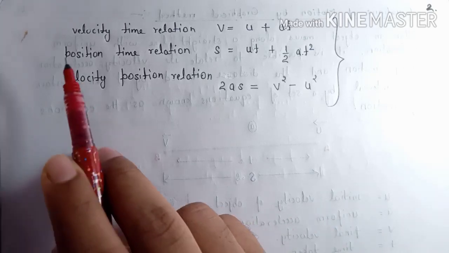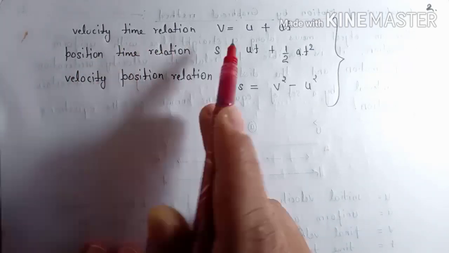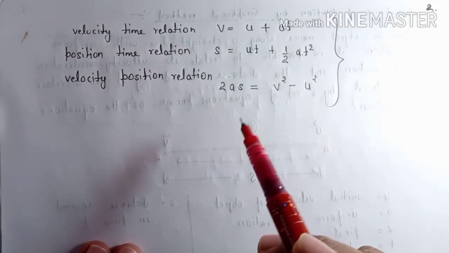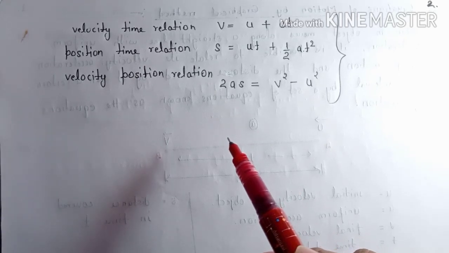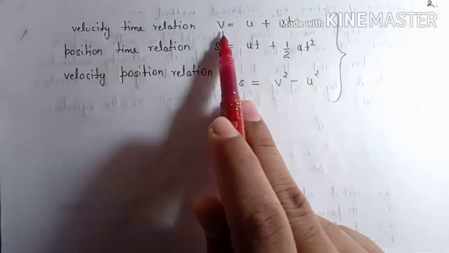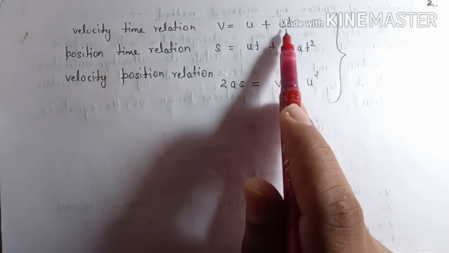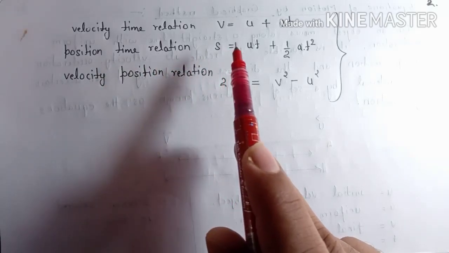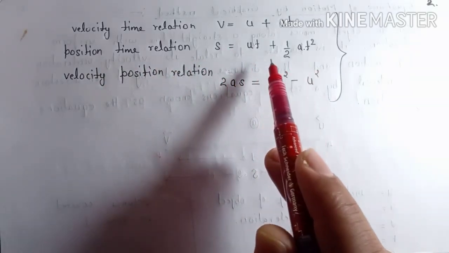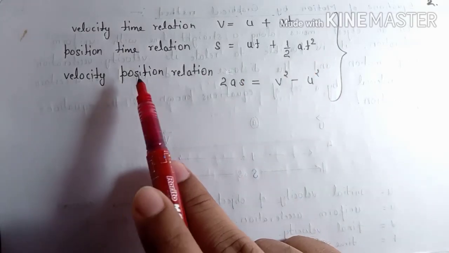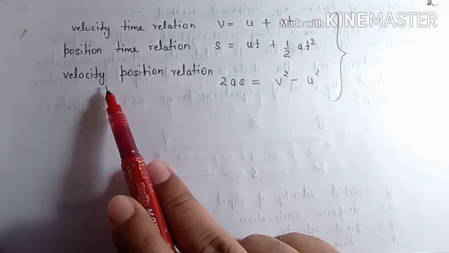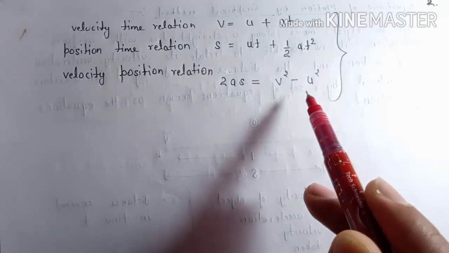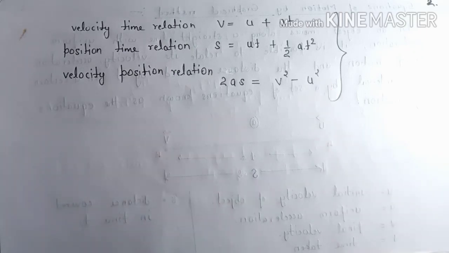First equation is the velocity time relation. You can see this is the final velocity and this is the initial velocity, this is the acceleration and time. So your first equation forms the relation between velocity and time, and you can see acceleration there. We have another equation, that is the position time relation, s is equal to ut plus half at square. And we have another relation, the velocity position relation, that is 2as is equal to v square minus u square. So how to derive these equations?